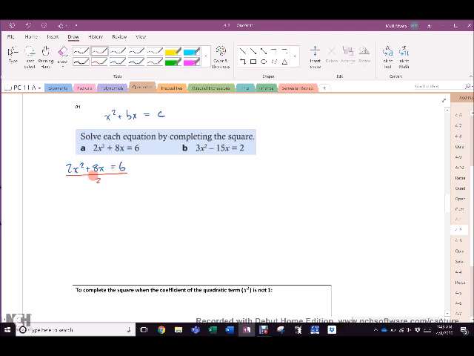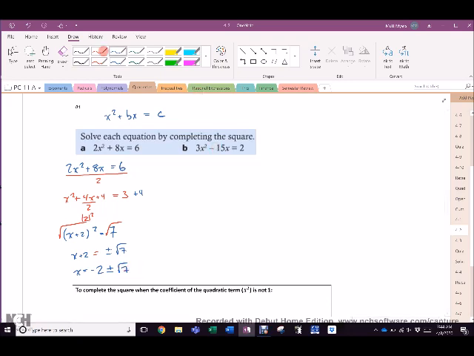Factor everything. GCF. Now I've got x squared plus 4x equals 3. Well, what's half of 4? 2. 2 squared is 4. I've added 4 to this side, so I add 4 to this side. X plus 2 squared equals 7. X plus 2, square root both sides, equals plus or minus root 7. So x equals negative 2 plus or minus root 7.